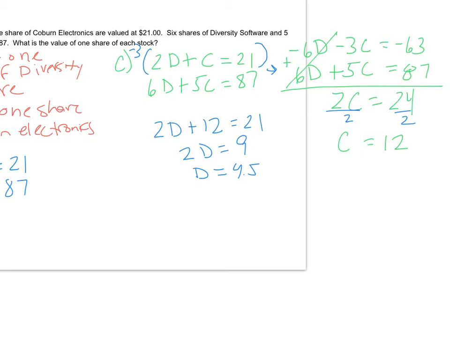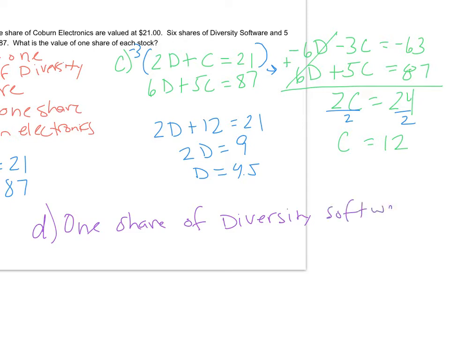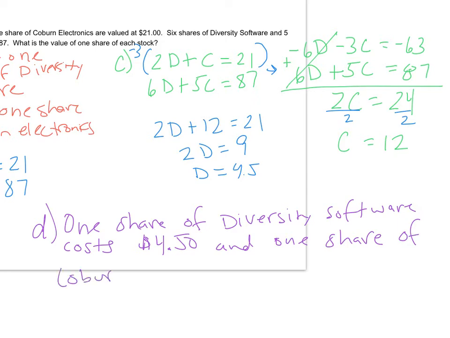So the last thing I have to do is I need to go to part D and write my complete sentence. I would say 1 share of Diversity Software costs $4.50, and 1 share of Coburn Electronics costs $12.